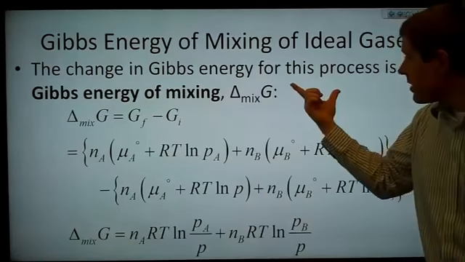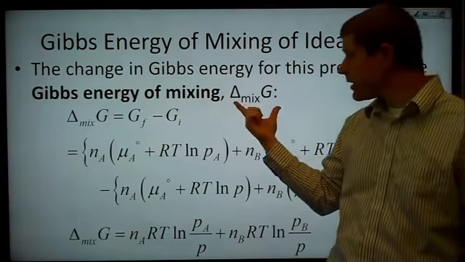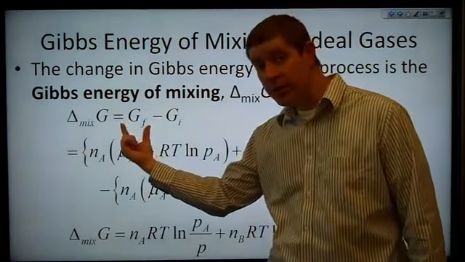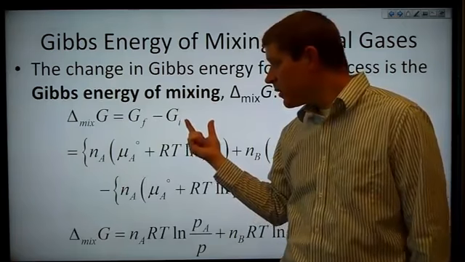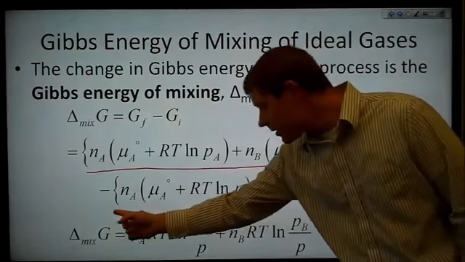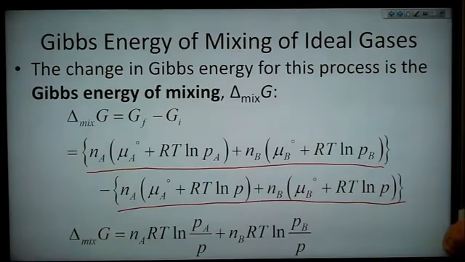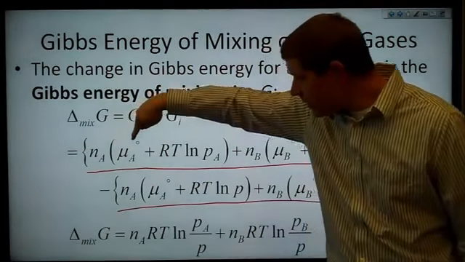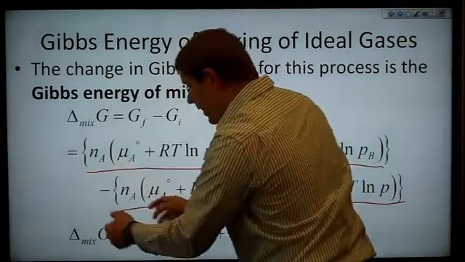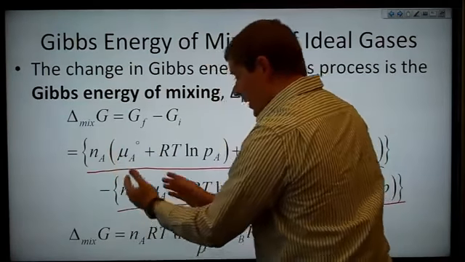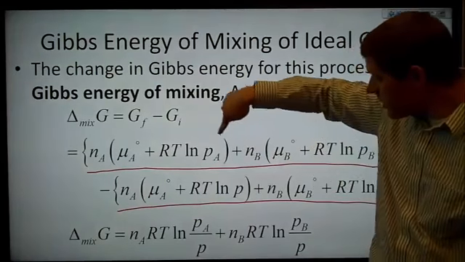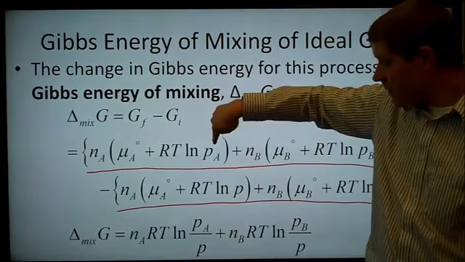And so now the change in Gibbs energy for this process is the Gibbs energy of mixing, right? That's the delta mix G. So the Gibbs energy of mixing is the final Gibbs energy minus the initial Gibbs energy. Well, here's the final Gibbs energy minus the initial Gibbs energy that we had. And so again, note that we have a similar sort of setup. We have Na times this quantity and Na times that quantity. Note that the only difference is in the initial part.